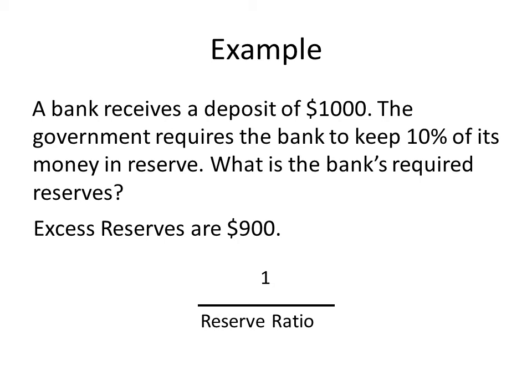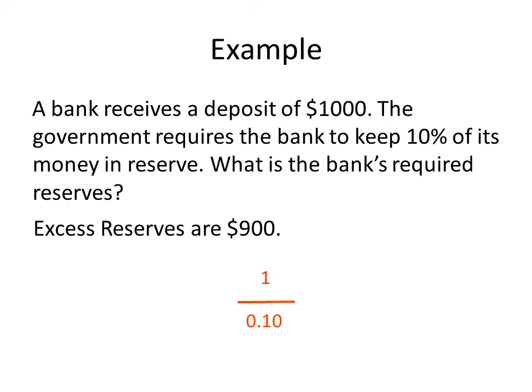To do this, we will need the formula for the bank multiplier, which is 1 divided by the reserve ratio. Looking back at our problem, we see that the government requires the bank to keep 10% of its money in reserve, and so we will substitute in the 10% into the formula, noting that we convert the percent into a decimal number by typing in on the calculator 10, the divide sign, 100, and then equal, and that will convert it over to a decimal number so that we can substitute it into the formula.